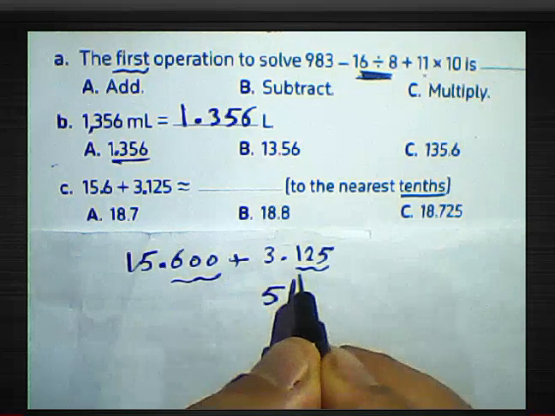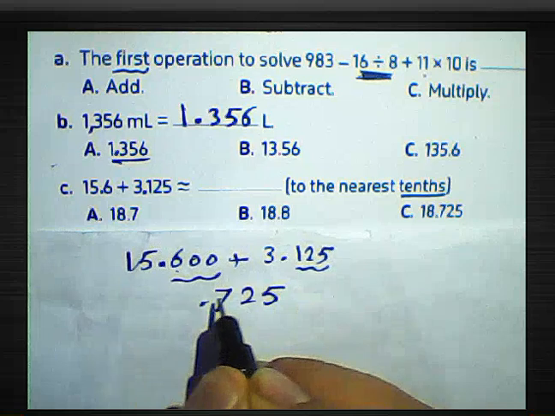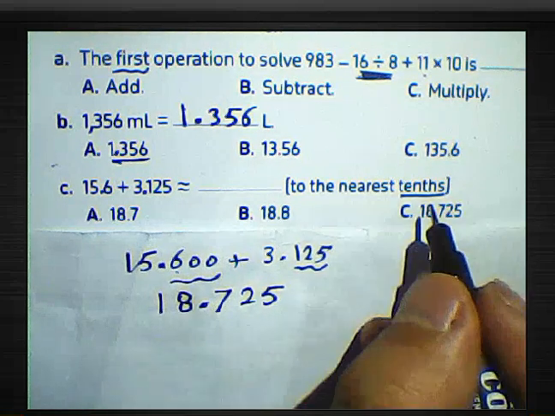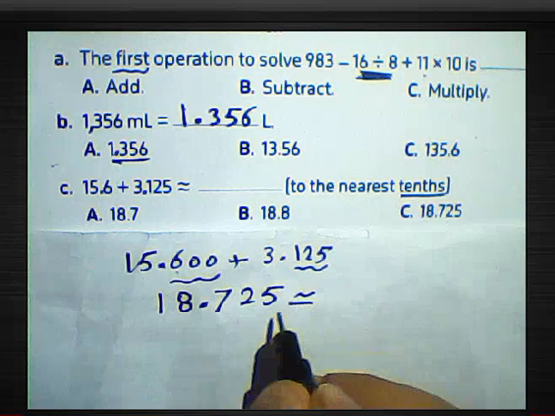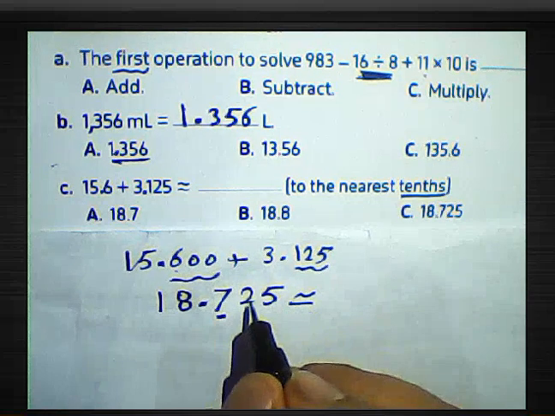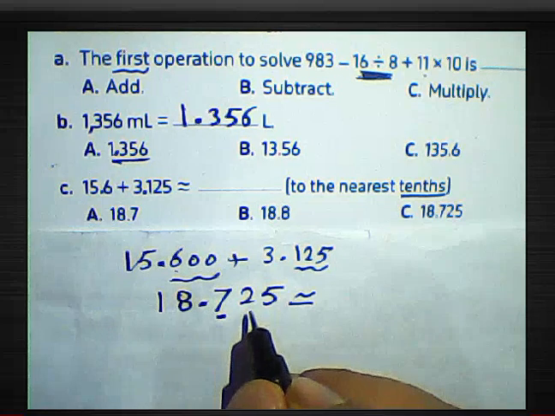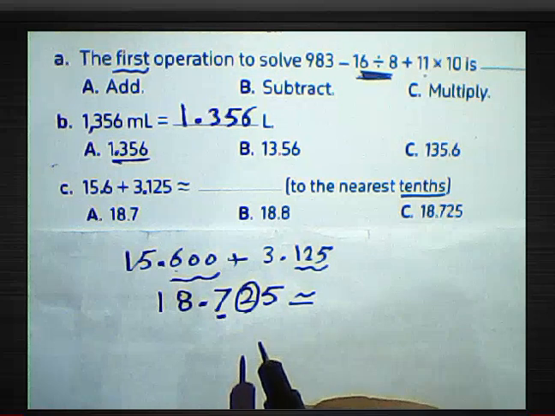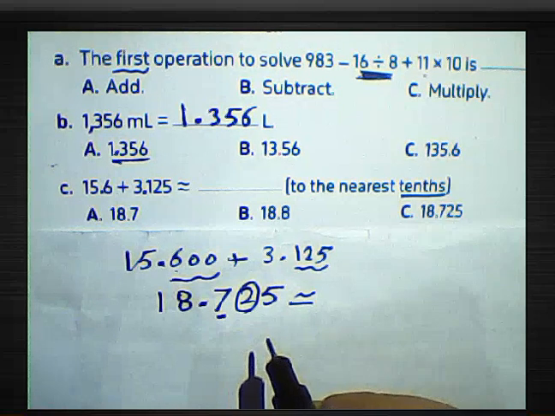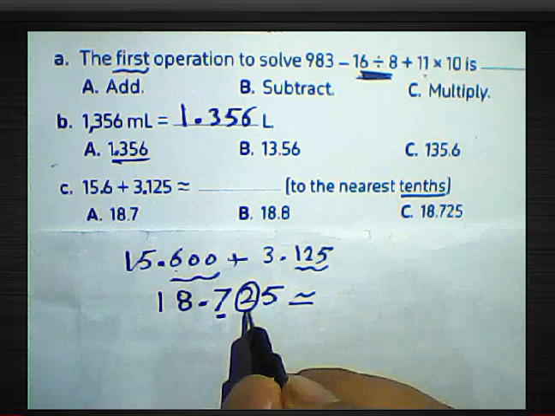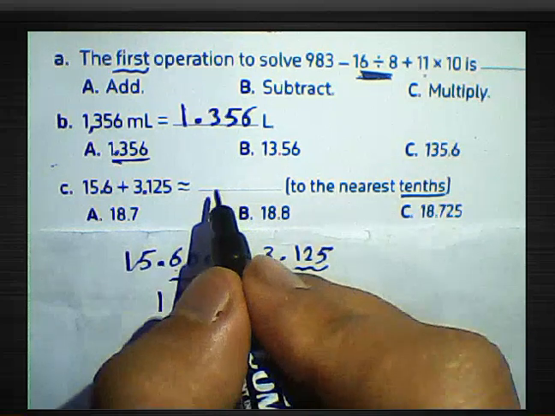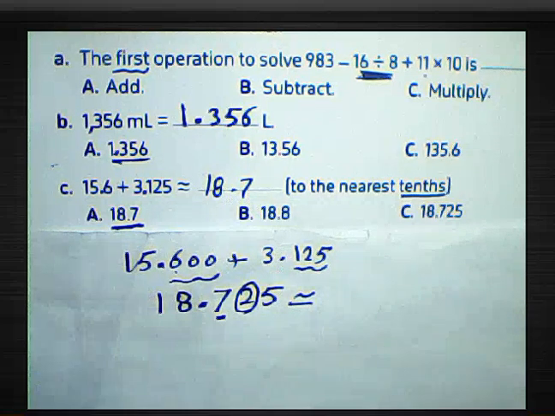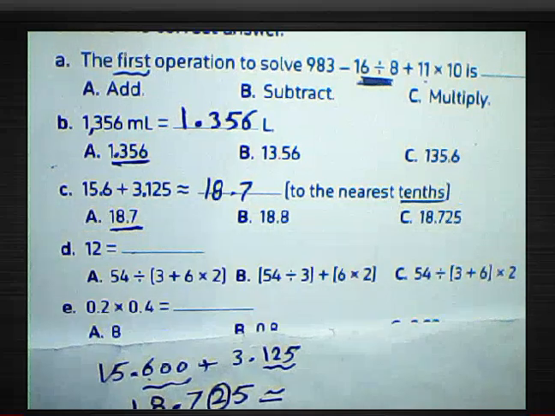5 plus 0 equals 5, 2 plus 0 equals 2, 1 plus 6 equals 7, 0 plus 5 equals 5, and write 1 behind it. And then approximate the result to the nearest tenth. Where is the tenths digit here? 7. Can the 2 give 1 or not? No. 2 is less than 5. We call these the poor digits: 1, 2, 3, 4, and 0. Okay, 2 can't give 1 to 7. So the result will be 18.7. So we must choose letter A for this question.